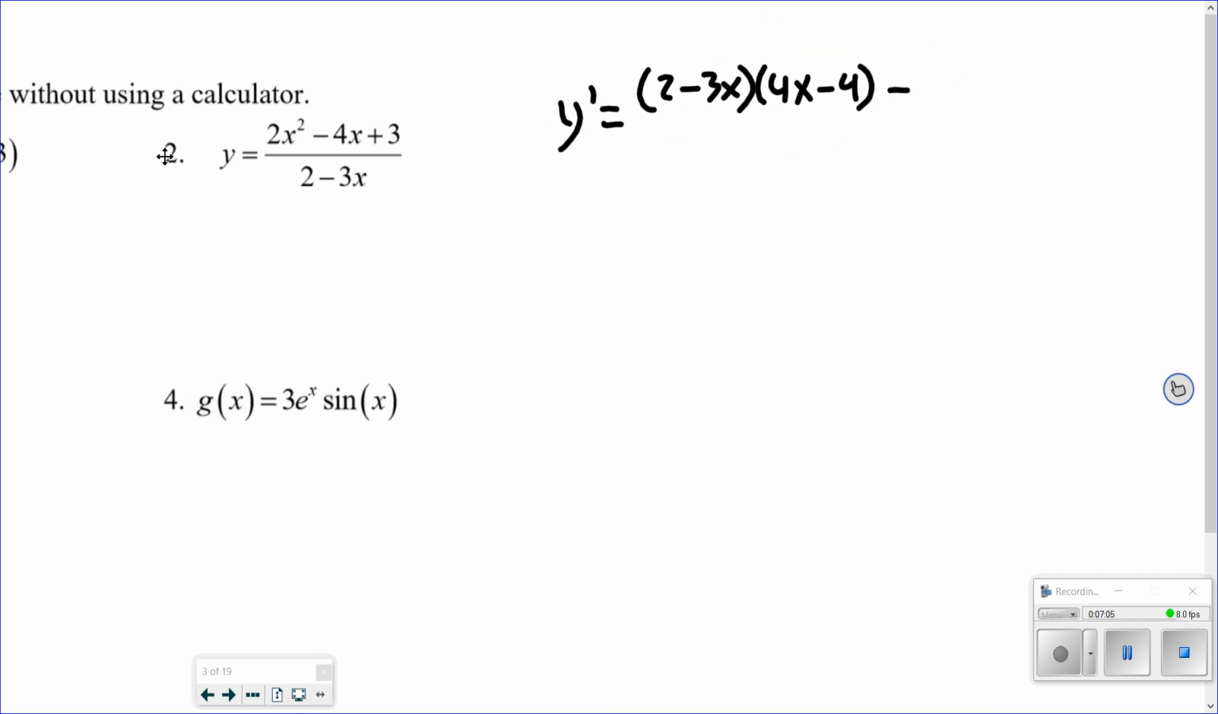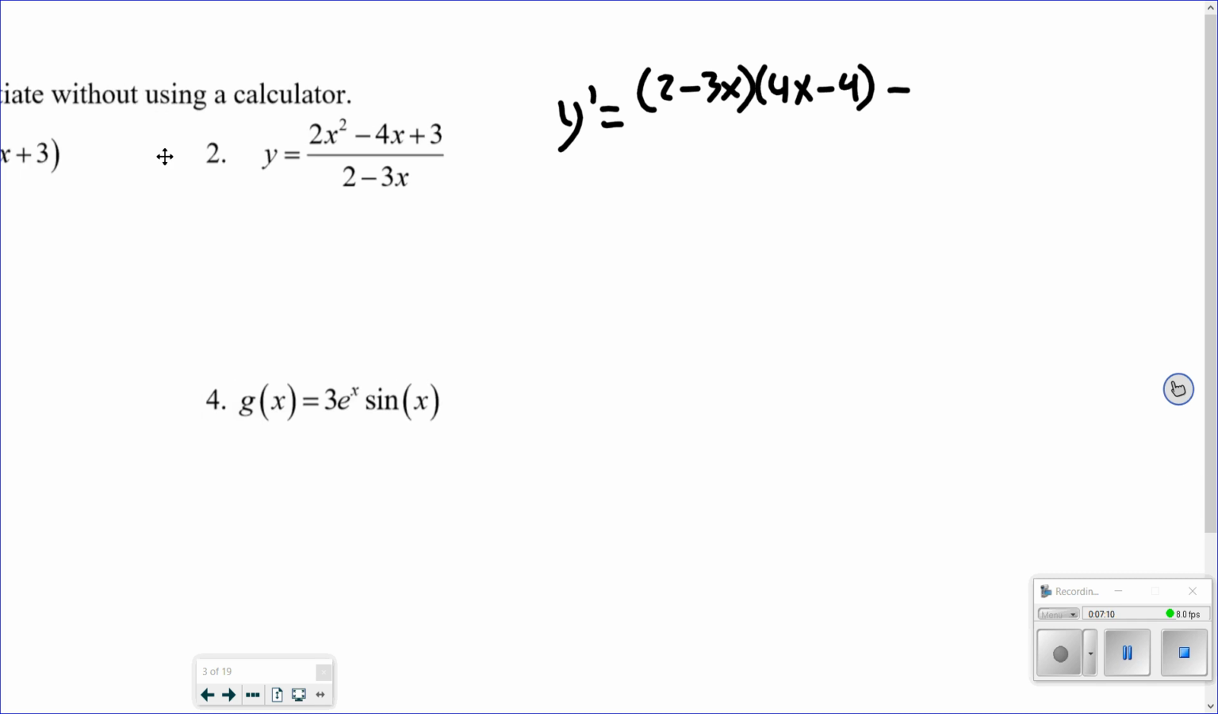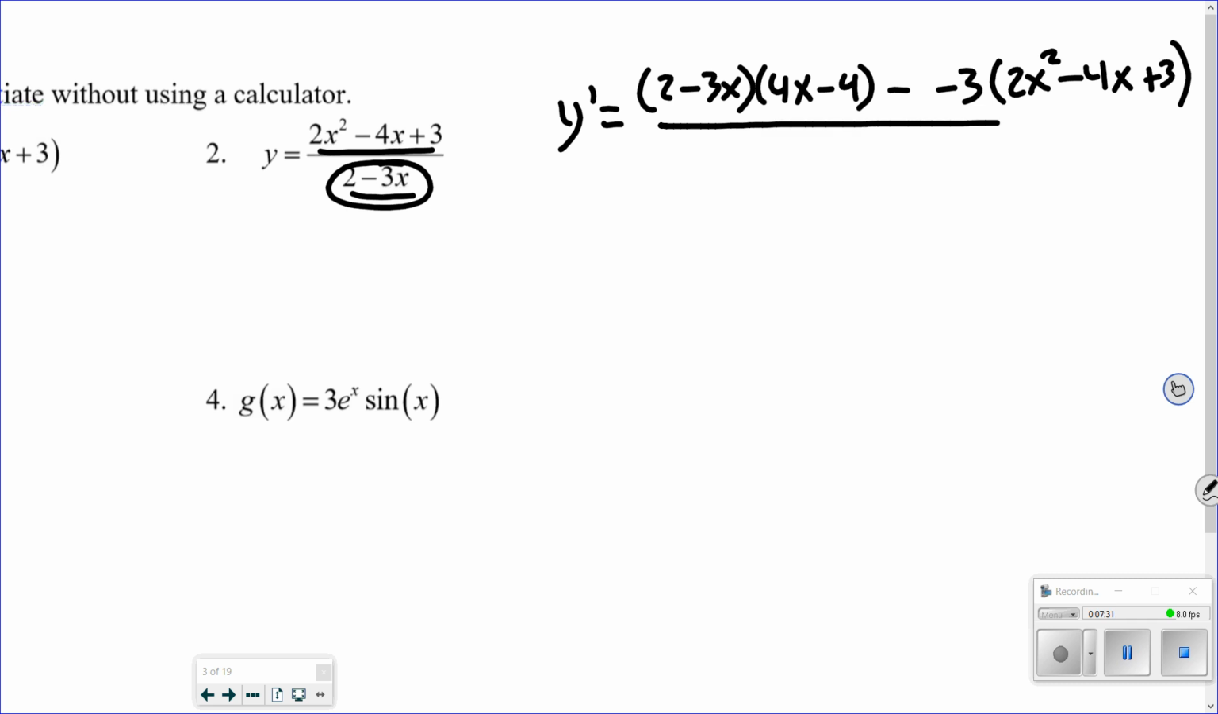Okay, so I had the bottom times the derivative of the top, minus, now I take the top times the derivative of the bottom. The top is 2x squared minus 4x plus 3 times the derivative of the bottom. The derivative of that is a minus 3, all over the bottom squared. The bottom is 2 minus 3x, squared. Okay, we get to there.